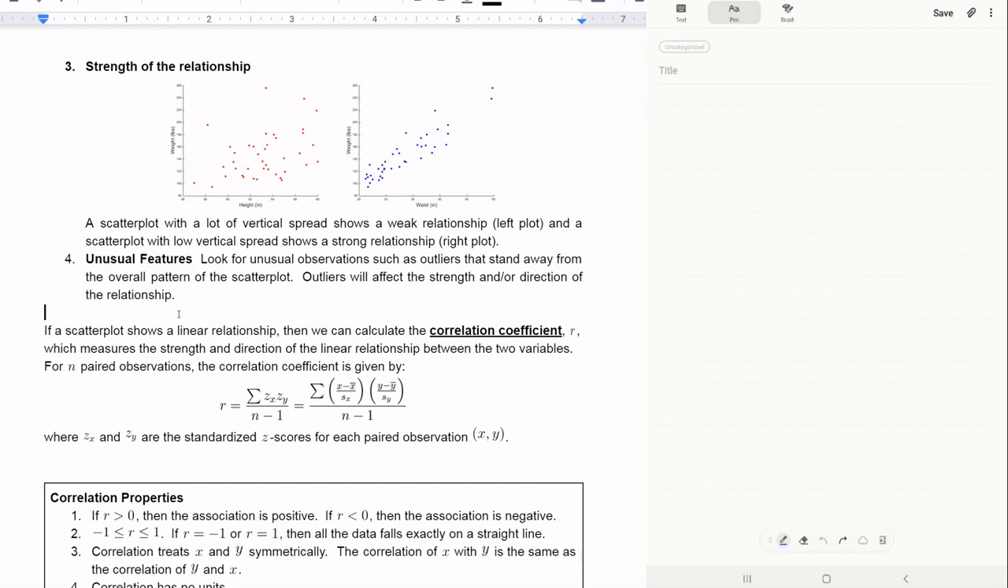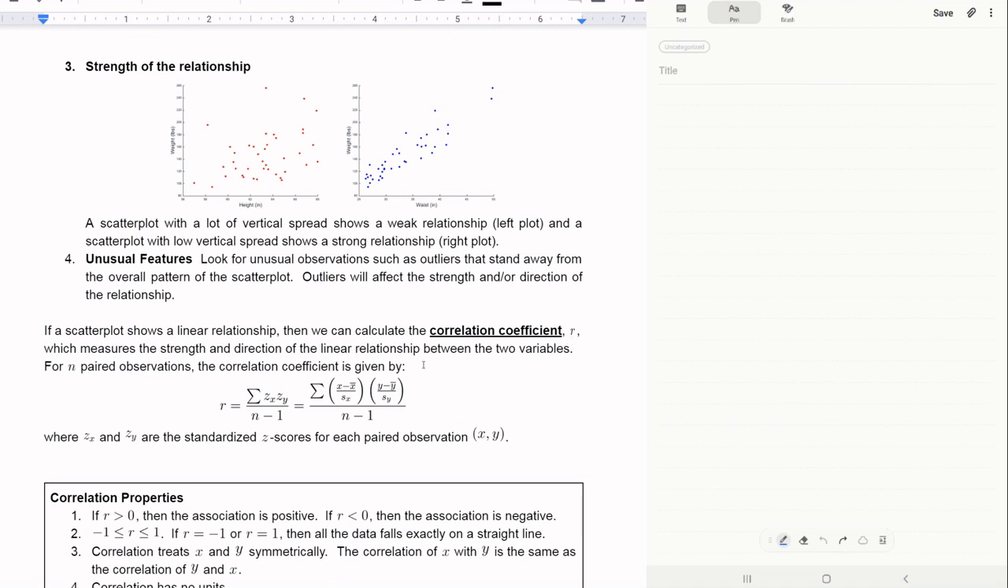So if we have a scatter plot which shows a linear relationship, so the data points fall along a straight line, then what we could do is calculate what is called a correlation coefficient. And we denote this coefficient by the lowercase r, and this will measure both the strength and the direction of the linear relationship between the two quantitative variables.